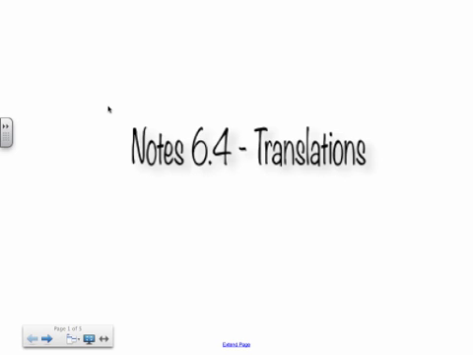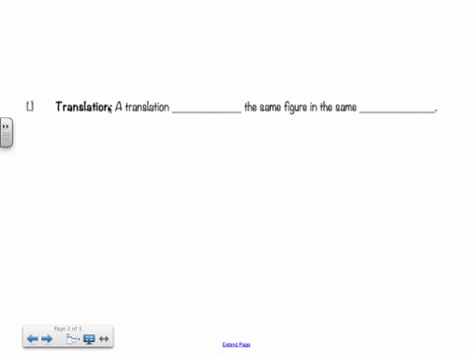Hello. Today's lesson is on the third of four transformations, which is a translation. So we learned how to do a reflection and a dilation, and now we'll do a translation. So what is a translation? A translation is just a transformation that will slide the same figure in the same direction.